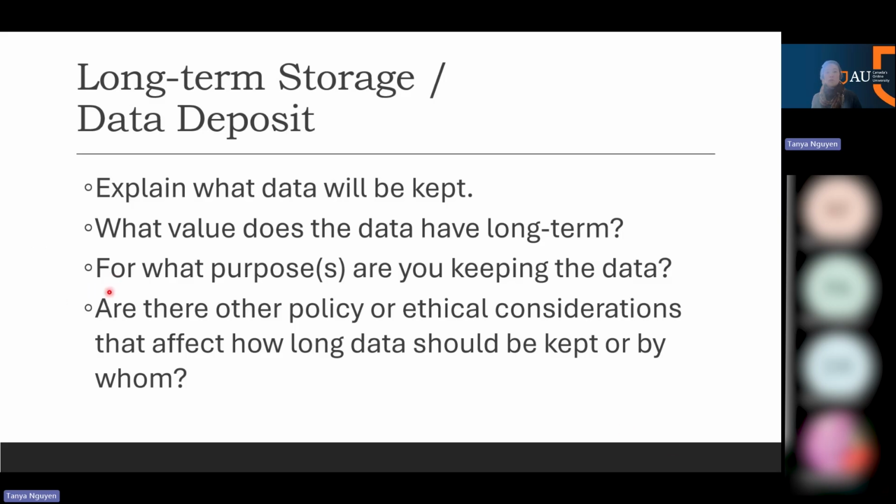Okay, next point is for what purposes are you keeping the data? Anticipated future use can affect what you keep. So for example, some questions to consider: do you need to comply with a funder or institution requirement to retain that data for a set time period or to deposit it in a repository? Second, are you planning to publish in a journal that requires you to share that data? Thirdly, do you need to retain that data to verify your results?